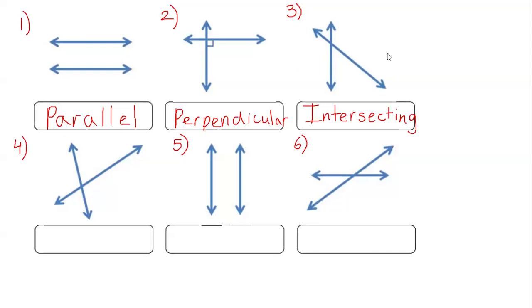Number 4, what y'all have for number 4? Intersecting line. Very good. Number 5, what y'all have for number 5? Parallel. And then number 6, what y'all have for number 6? Intersecting. Very good.